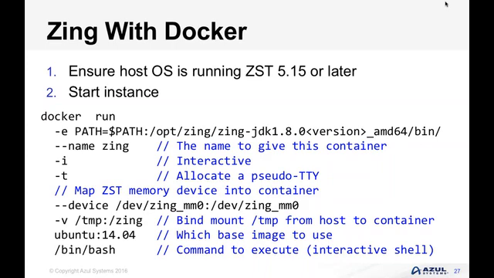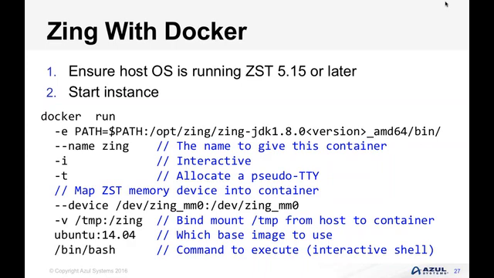We'll make it interactive so that we can use a terminal to communicate with it. We'll also allocate a pseudo tty so that we can make it interactive. We need to map one of the files from the device directory from the underlying operating system into the container so that it will work. Again, this is how we do our memory management. So all we have to do is map the Zing MM0 device from the underlying operating system into the container. We then also want to simply bind a mounting point so that the temp directory from our operating system is available through the /Zing directory in our container.